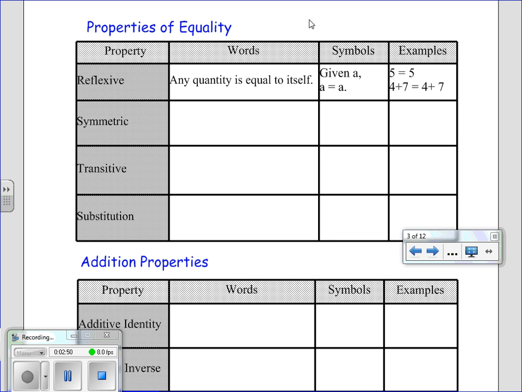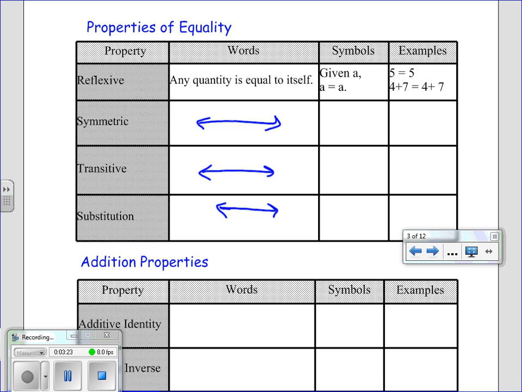The symmetric property states that if one quantity equals another quantity, then the second quantity equals the first. You know what? Rather than me writing these down, I'm going to let you get the word information out of the textbook. That way it'll be a little more efficient. You can see it and copy it into all of these blanks. I'll just give you the symbol and the number examples for that, okay?